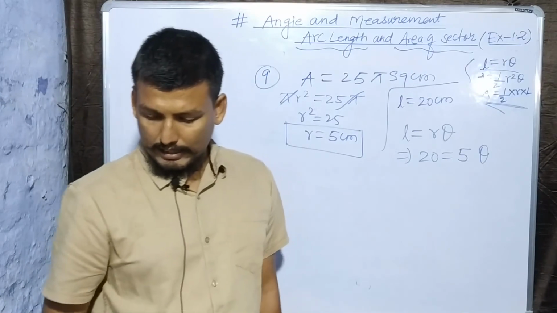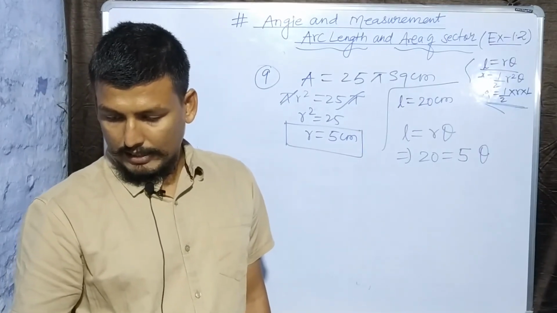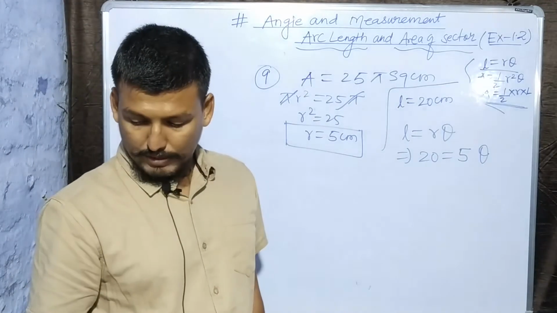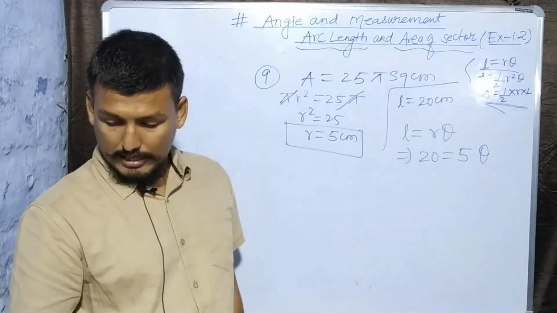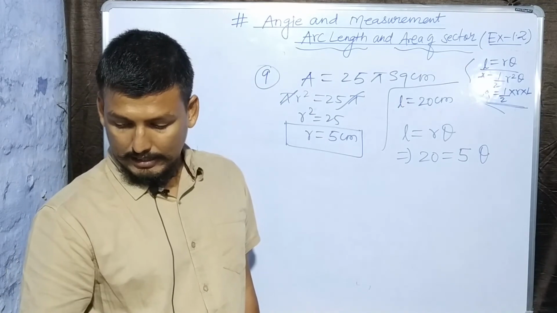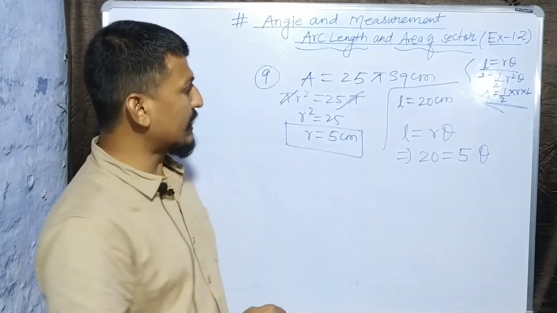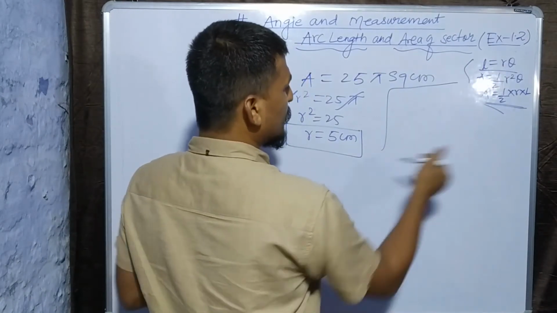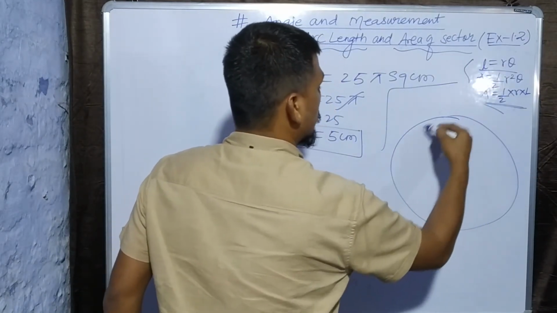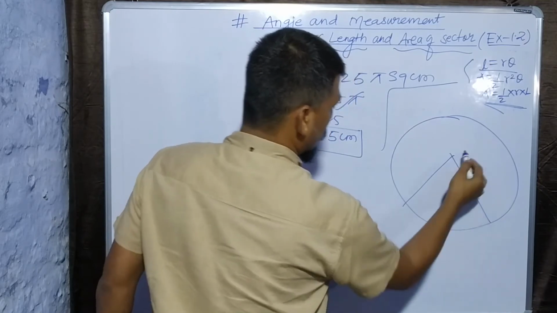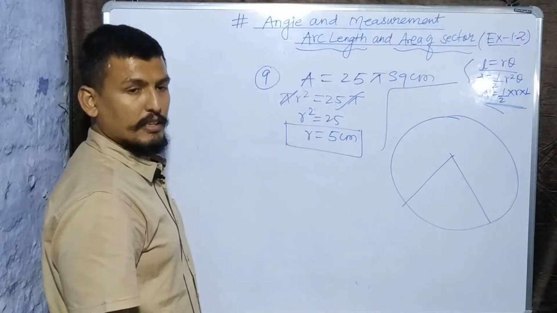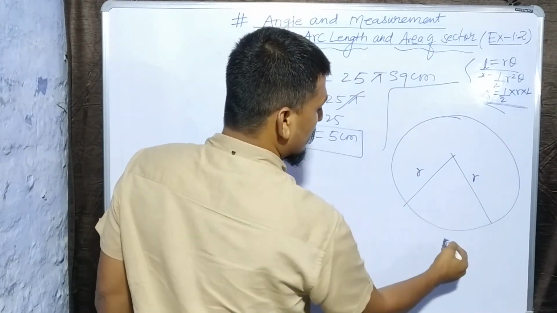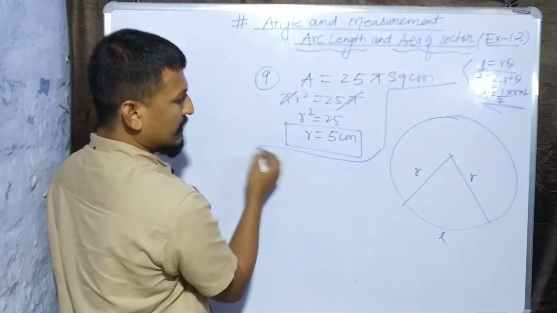What we have to find? This is question number 9. The perimeter is 20 centimeter. Find the area of sector. Wait. First of all, we have to draw the diagram in order to get the concept. See, this one is a sector, right? The perimeter of this sector is what?